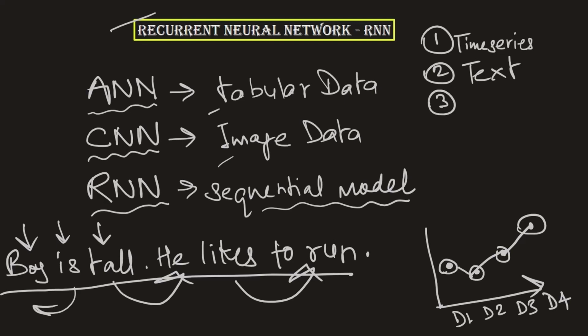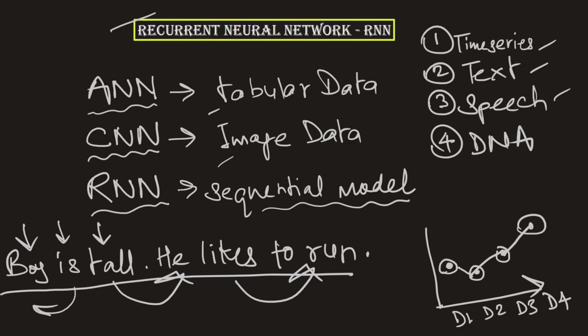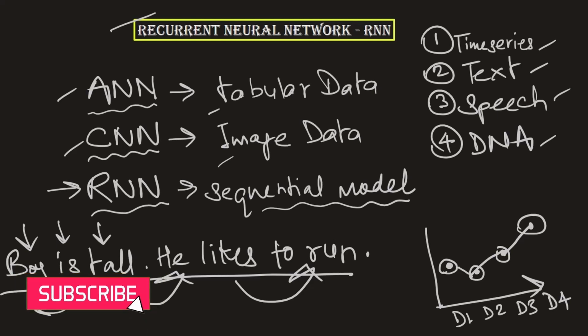Similarly, other types of examples could be speech or also DNA. And for these types of data, which are sequential data, ANNs or CNNs won't be able to perform that well. And here comes the need for a sequential model, and this is why we learn about RNNs, which is a special type of architecture within the field of deep learning that is specifically used to process sequential data.